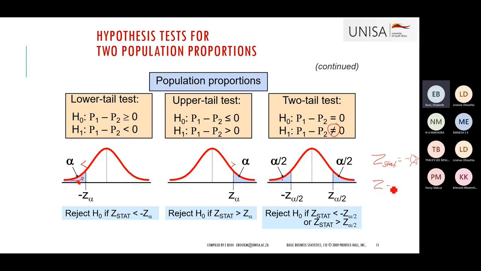But if your Z stat was 1.23, it will be on the positive side. If it's positive, you're still going to reject. So depending on the answer you get, you look at whether it falls on the right-hand side or the left-hand side. Otherwise, if it falls in the white area, you do not reject the hypothesis. So it means: Z stat less than the negative critical value, we reject. Z stat greater than the critical value, we reject. You have two options to reject your null hypothesis.